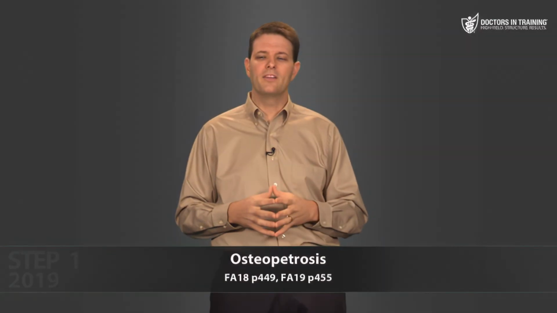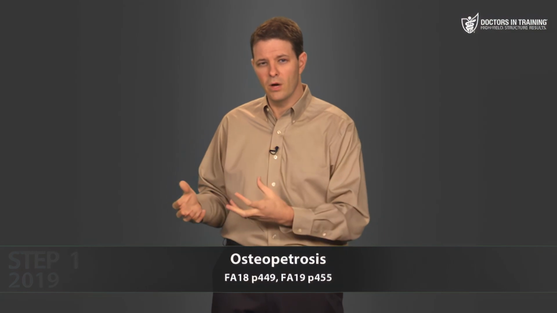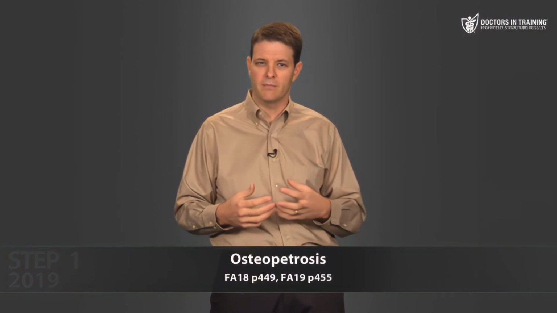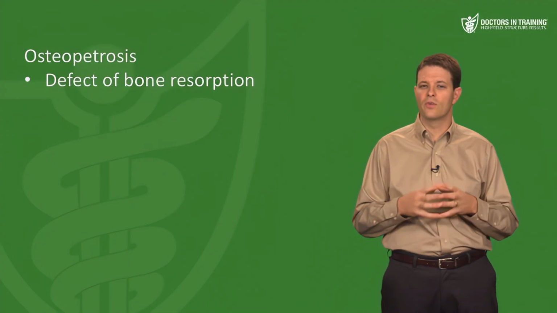Next, let's talk about osteopetrosis. If osteoporosis is porous, weak bones, then osteopetrosis is rock-like bones, bones that are too thick, too dense. Petra is Greek for rock, like petrified. Osteopetrosis is a defect of bone resorption.